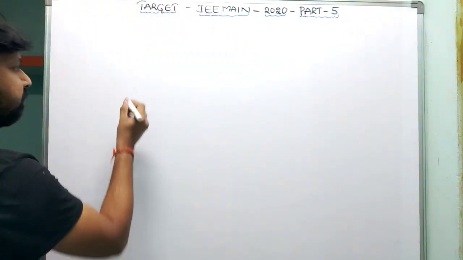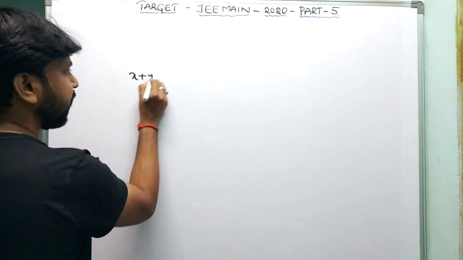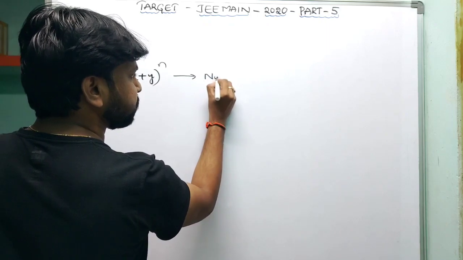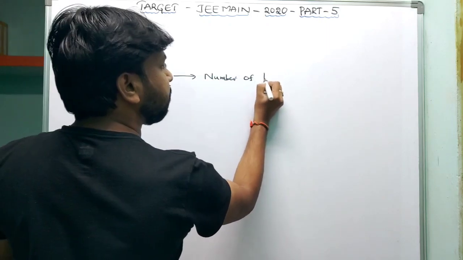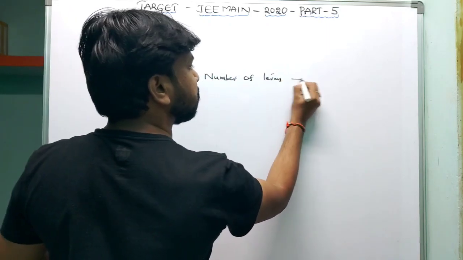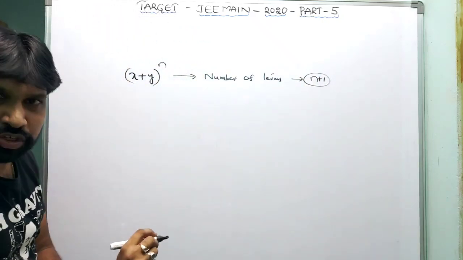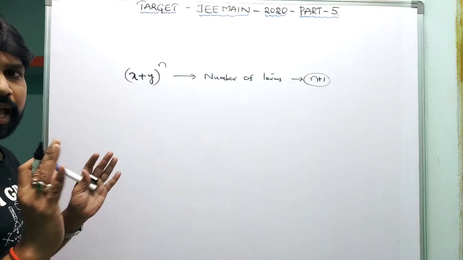So, for example, if a binomial theorem expansion as (x plus y) whole power n is there, then the total number of terms in this expansion is nothing but n plus 1, friends. Total number of terms in this expansion of (x plus y)^n is n plus 1.